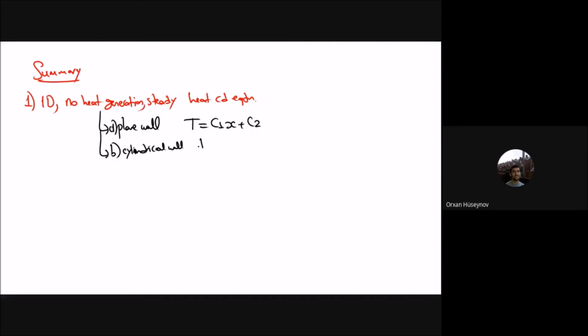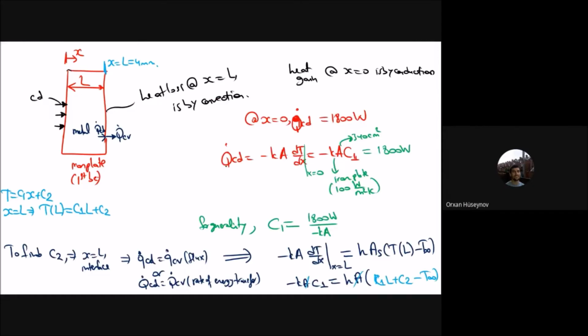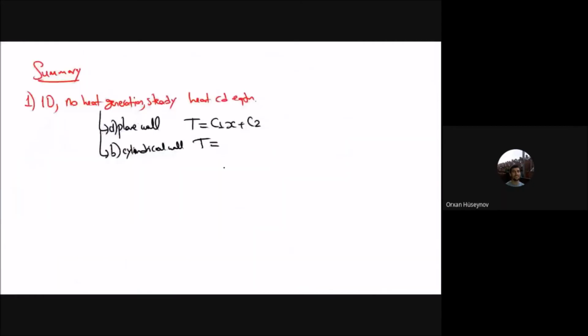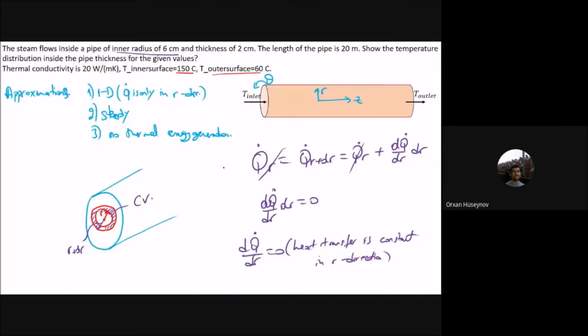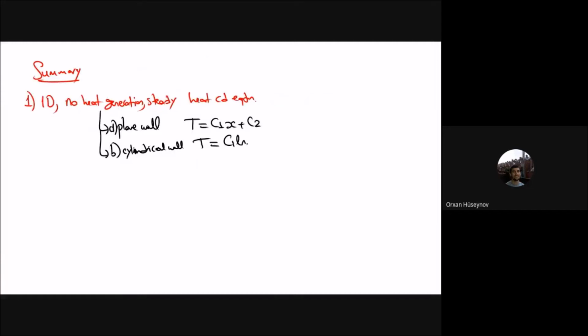And for that cylindrical wall, we have found that the temperature is equal to, let me just go back to our previous slide here, C1 ln R plus C2. This was the cylindrical wall. You will also have the spherical wall, and you can find the temperature variation for the spherical wall by yourself. As I said, this is for the simplest case.